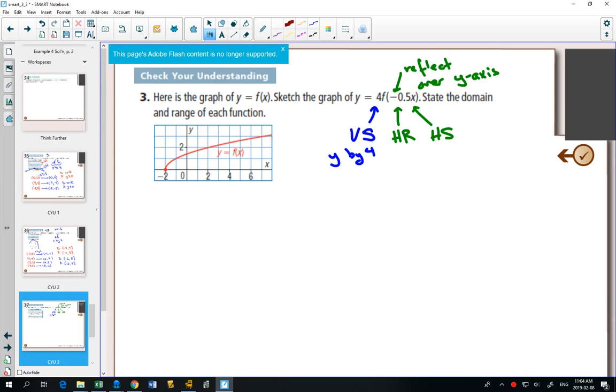Now, with a horizontal reflection and a horizontal stretch, you can combine those because the horizontal reflection would multiply your x values by a -1. The horizontal stretch would multiply your x values by 2. Putting those together, you're going to multiply your x values by -2.